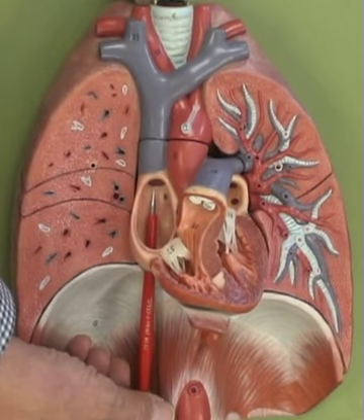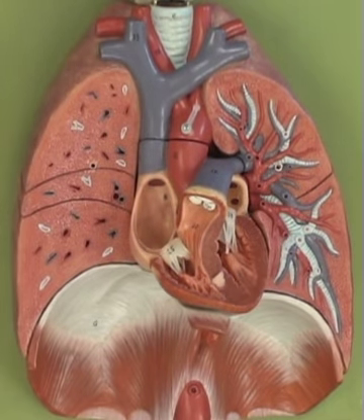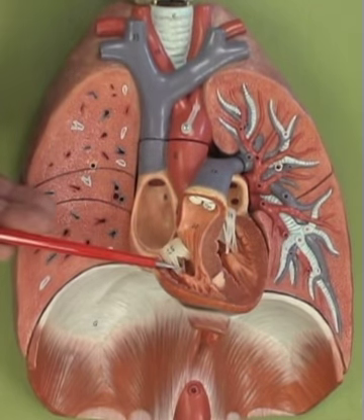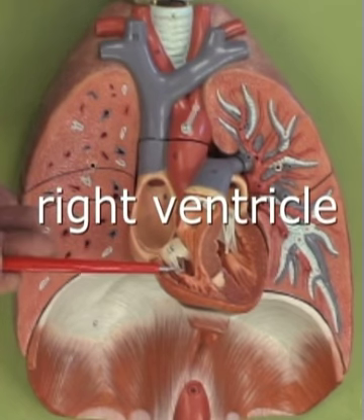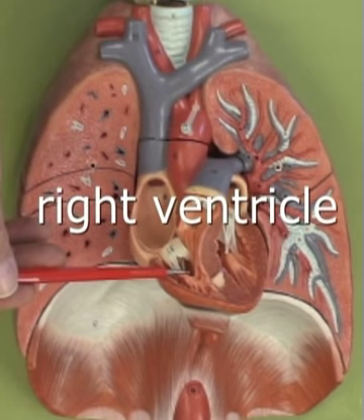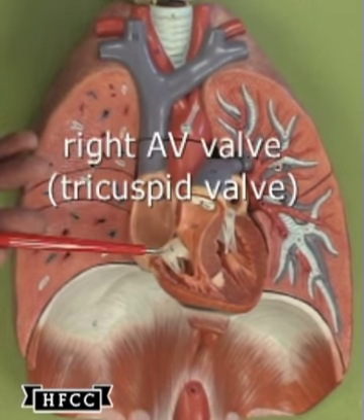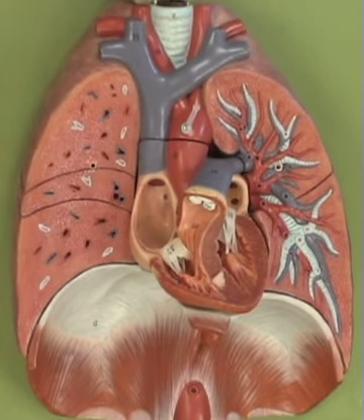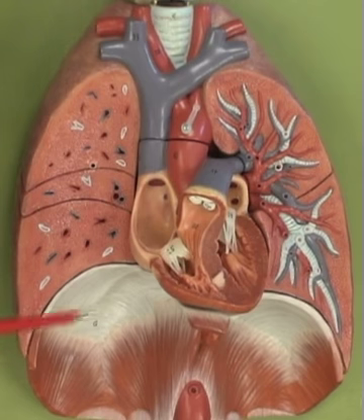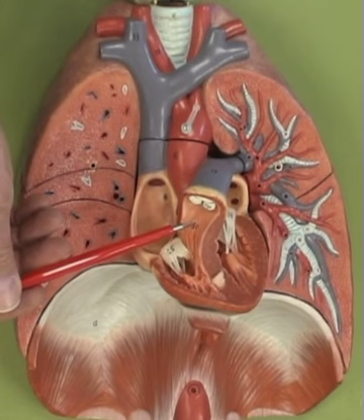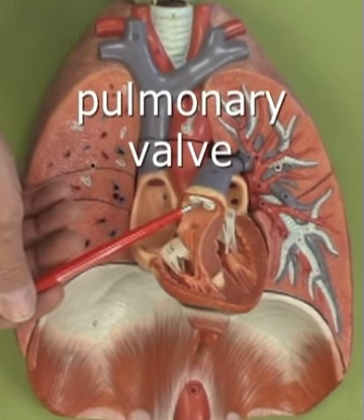Now going down into the right ventricle, the chamber looks small, but on a more lateral view it would be larger. And the white there would be the right AV valve or tricuspid valve, also called the right atrioventricular valve. And this now would be the pulmonary valve that exits blood from the right ventricle up into the pulmonary artery.